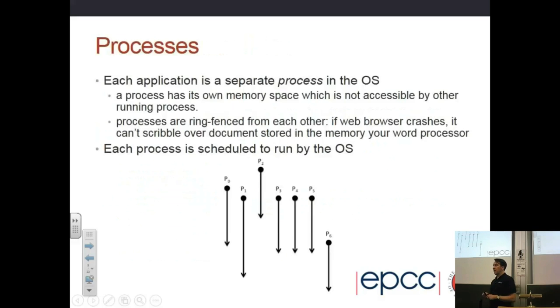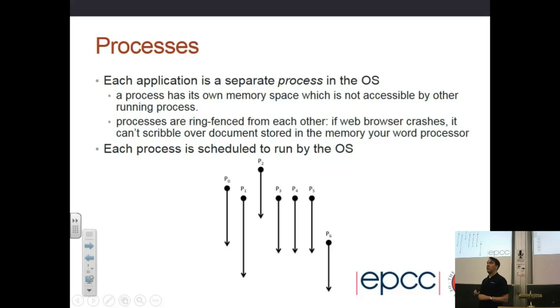So what is a process? When you compile a program and run an application, it becomes an operating system process. And the important point about a process is it has its own memory, completely ring-fenced from other processes. That's actually implemented in hardware now. The memory system segregates processes from each other. So you have processes and they can't access each other's memory.